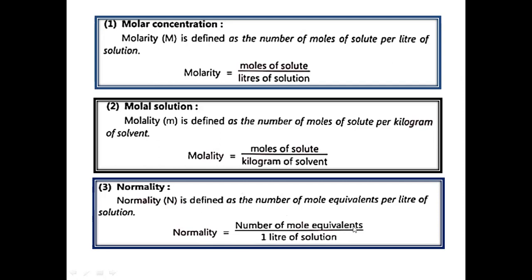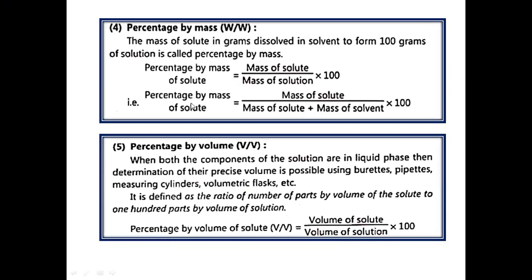So normality is the number of mole equivalents or equivalent weight of solute dissolved in 1 liter of solution. There is another type of solution, that is percentage by mass, which can be recognized as W by W. The mass of solute in grams dissolved in solvent to form 100 grams of solution is called percentage by mass, that is W by W.